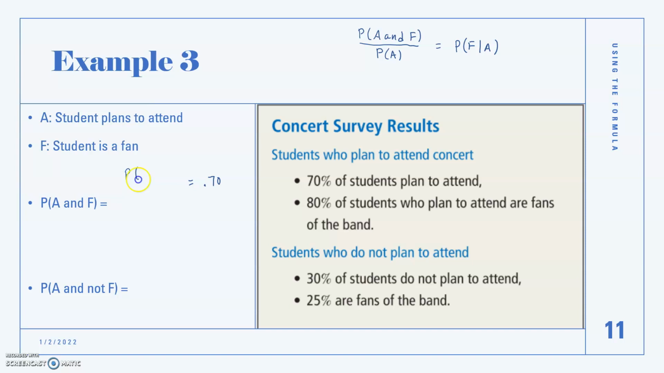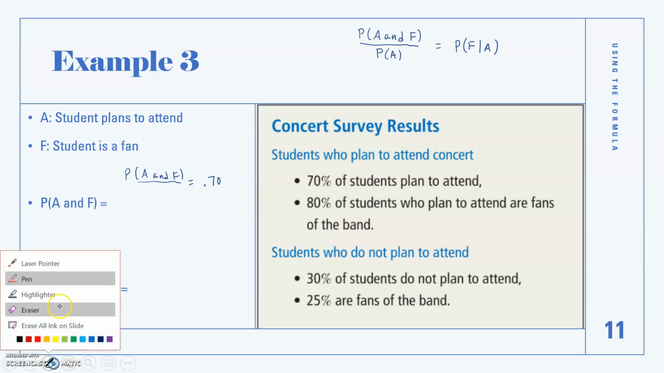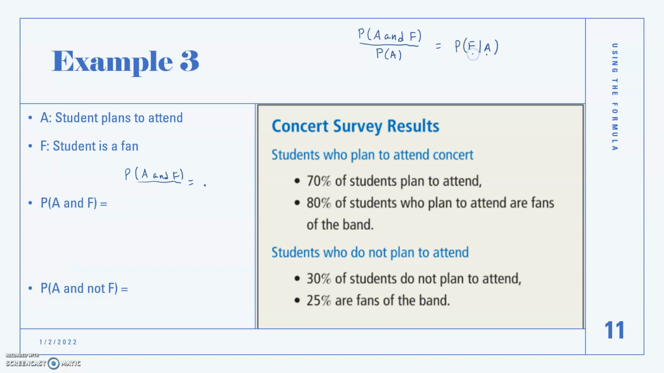We don't know the probability of A and F, but we know that the probability that someone is going to attend the concert is, oops, I wrote that wrong. So the probability that someone is a fan, given that they're attending the concert, is 80%. The probability that someone is attending the concert is 70%. So if I multiply both sides by 70%, I get that the probability of attending and being a fan is going to be 0.56, because I multiply both sides by 0.7.